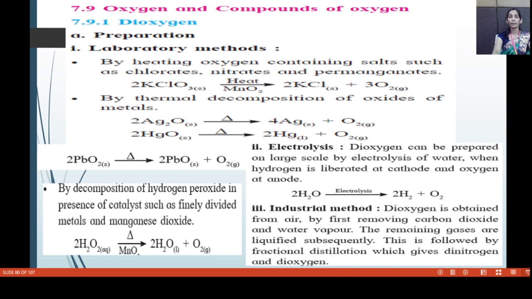Also by the industrial method, dioxygen is obtained from air by first removing carbon dioxide and water vapor. The remaining gases are liquefied subsequently. This is followed by fractional distillation. Now from this process we get dinitrogen as well as dioxygen.